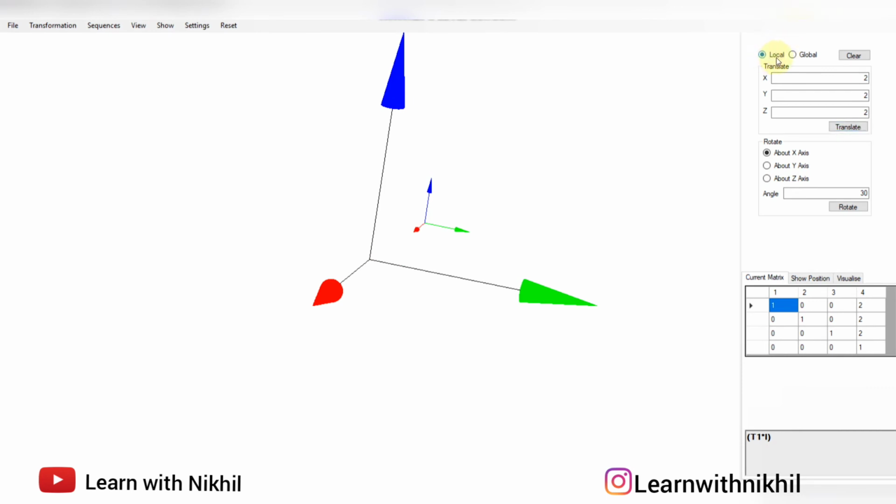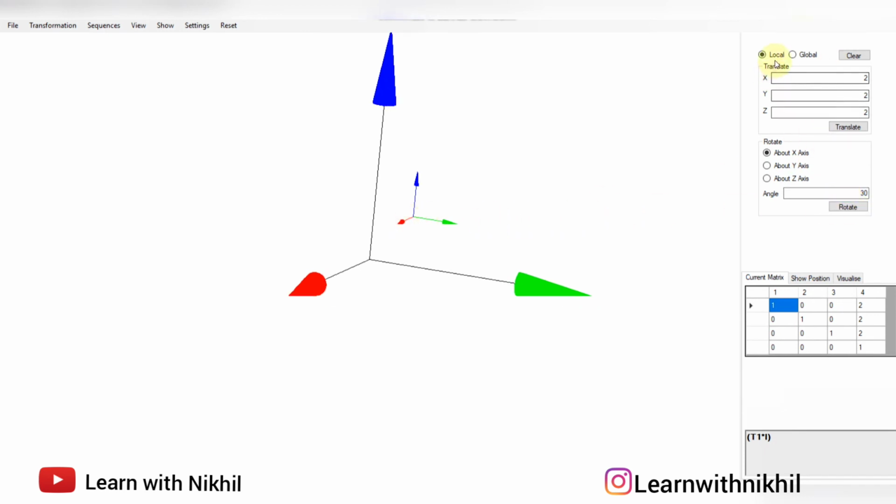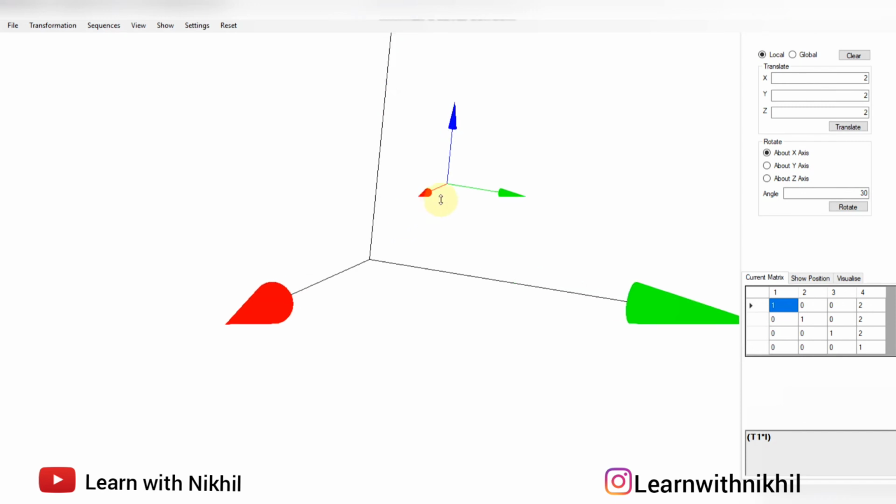Now local transformation, so here I have done the position. This is the position 2 2 2. This is the position matrix. It has moved here. This is 2 2 and 2. Now I'm combining this position and the rotation both combined. So about x-axis, I'm rotating about x-axis. So local rotation is about this axis. So this will rotate along this axis. So when I click on rotation, as you can see, it has rotated along this local axis. This is the local axis.